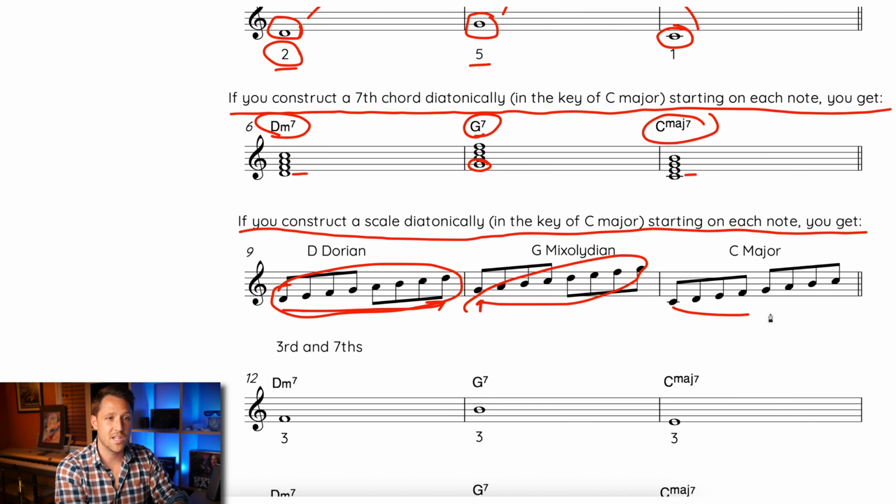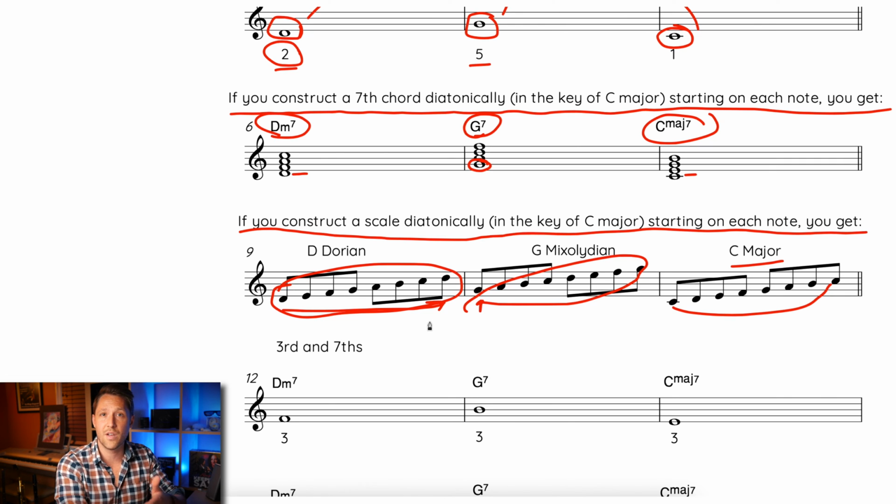And then if you start on C and go up to C in the key of C, you get C major. These are all modes of the major scale. If you don't know what modes of a major scale are, it's basically taking the major key and just starting somewhere else. Just like you see, D Dorian is still just a C major scale. It's all the same notes as C major. We're just starting and ending somewhere different.